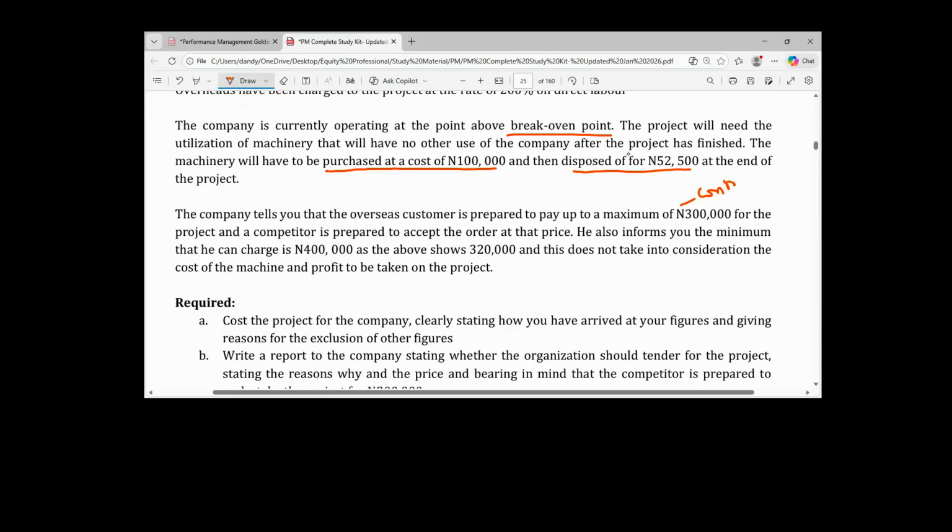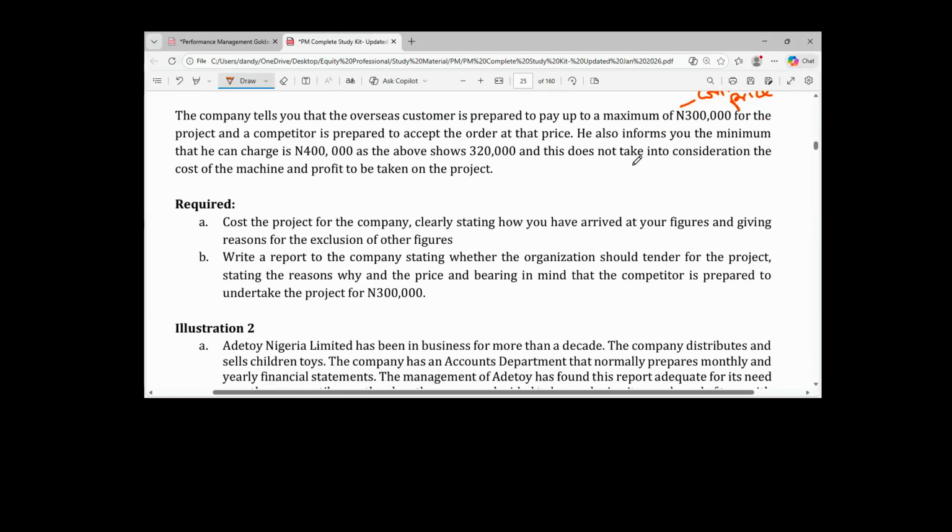He also informs you the minimum that he has charged is 400,000, as the above shows 320,000. And this does not take into consideration the cost of machine and profit to be taken on the project. Required: A. Cost the project for the company, clearly stating how you have arrived at your figures and giving reason for exclusion of other figures. B. Write a report to the company stating whether the organization should tender for the project, stating the reasons why, and bearing in mind that the competitor is prepared to undertake the project for 300,000.